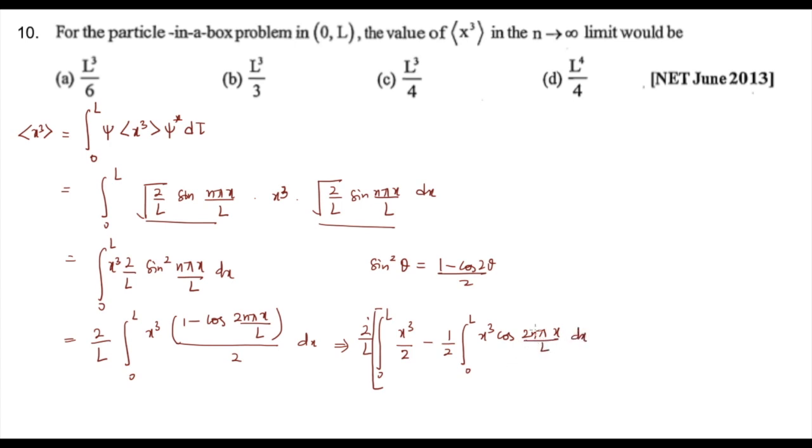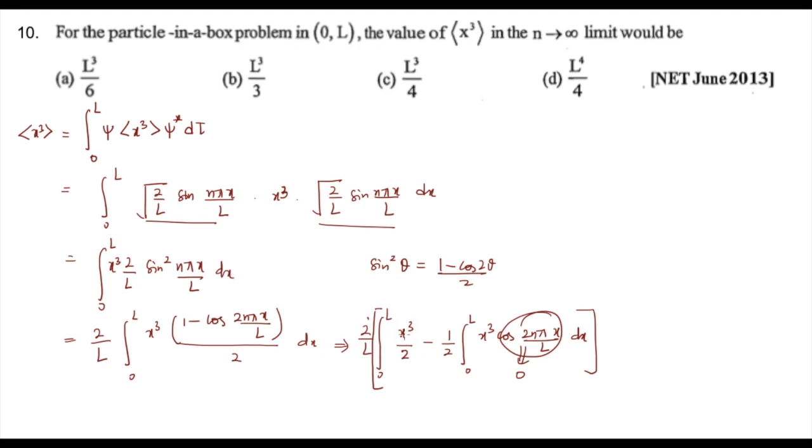Remember that for any trigonometric function, either cos or sine, when you do it over one complete cycle, the value will be equal to 0. So this particular part will actually be equal to 0. This will vanish, you will not get anything over here. You just have to integrate x cube.